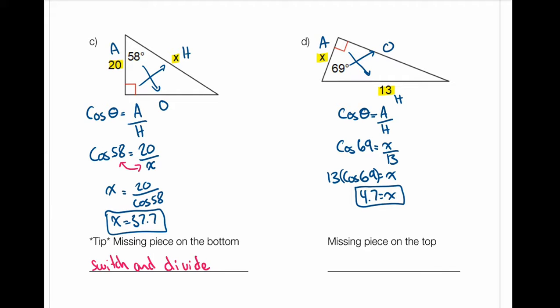In D, again, using the cosine ratio because we're given A and H, the missing piece is on the top, so that bottom piece comes up and we multiply. Exact same steps as the other ratios, just different sides and a different ratio. We should get 4.7 on D, and if we didn't mention it, 37.7 on C. So make sure you're able to get those calculations, especially using your own calculator, making sure that it's in degree mode.